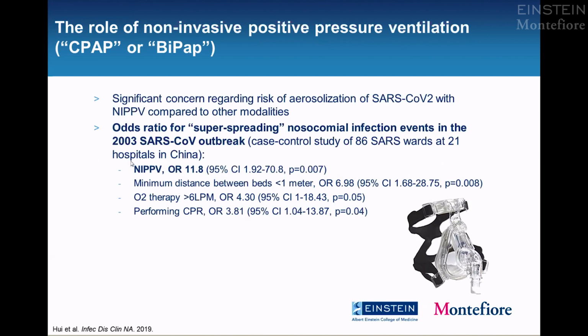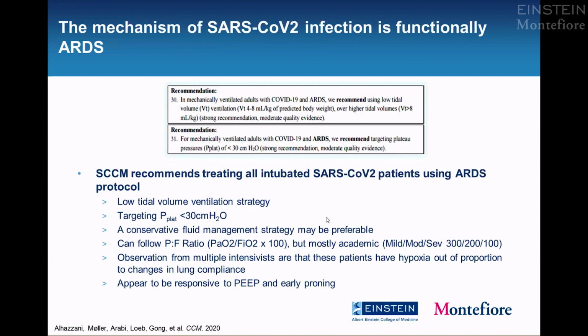And by far, the number one risk for spreading SARS in a ward was the use of non-invasive ventilation, with an odds ratio of almost 12. Other risk factors were beds that were close together, higher flow oxygen therapy, though I should mention the confidence interval here touched 1, or performing CPR, which as you can imagine is a major risk for nosocomial transmission.